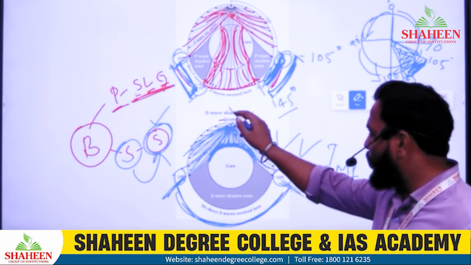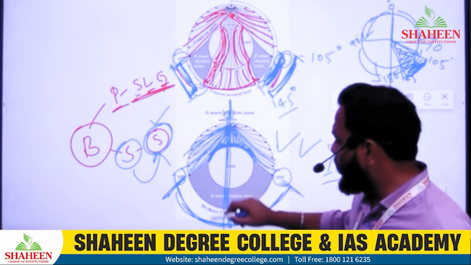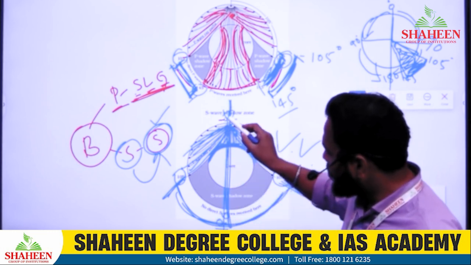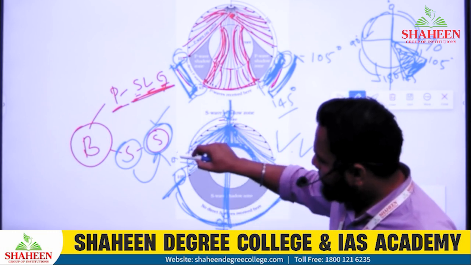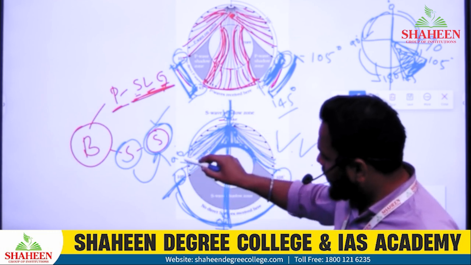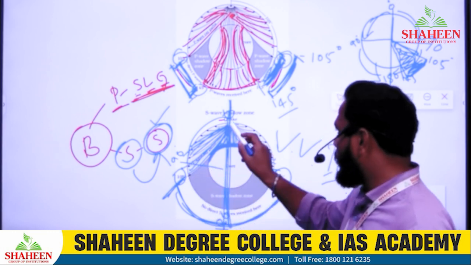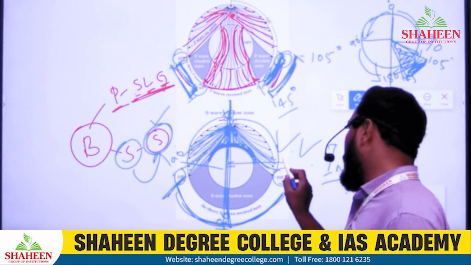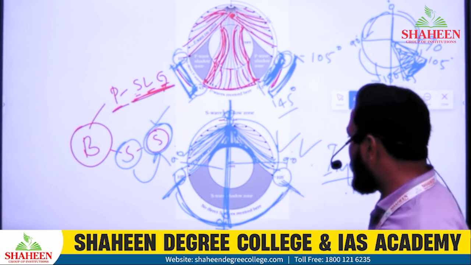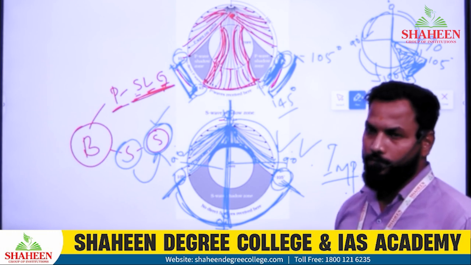I already told you how to measure the angle. When you are cutting the earth into two equal halves, this is 0 degree, this is 180 degree. So 0 here, 90 here, and when it is surpassing the 90, it becomes 105, up to 180. From the other side, if you are coming, this is 90, and when it is surpassing the 90, it is 105. This is how the angle is measured.